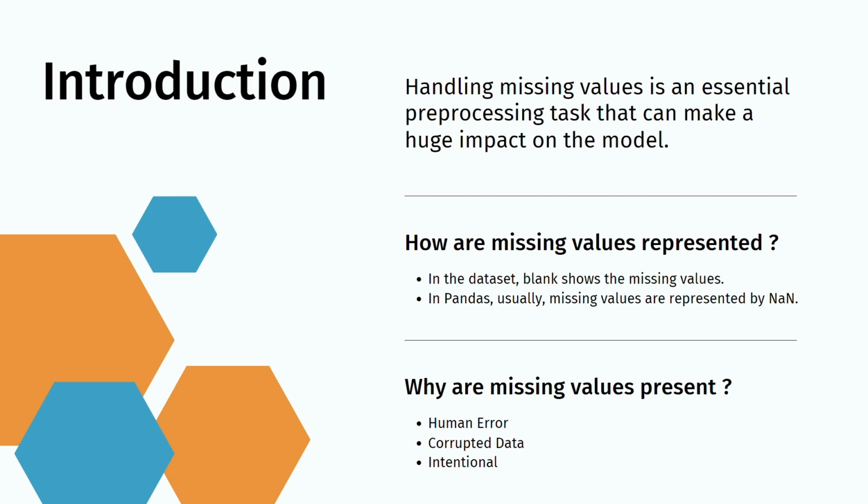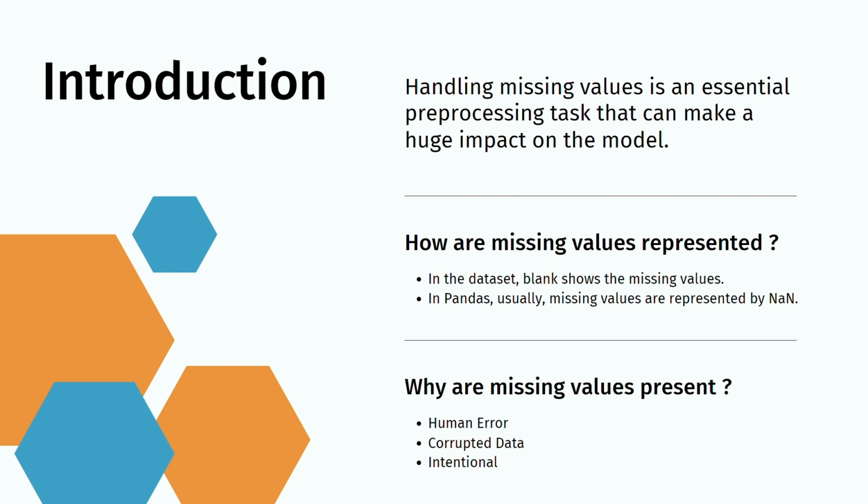So handling missing values is necessary and it is one of the preprocessing tasks, and it makes a huge impact on the model. There are various models that cannot handle missing values by themselves, and if they are not handled by the programmer, then the model is affected greatly. I mean, there is a huge impact on accuracy. So preprocessing is really important, and one of the major factors of preprocessing is handling missing values.